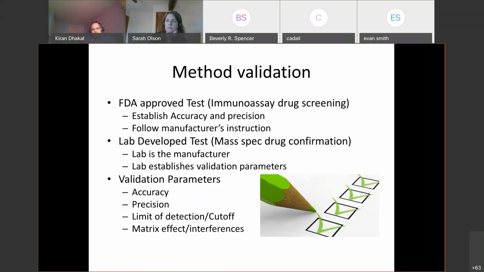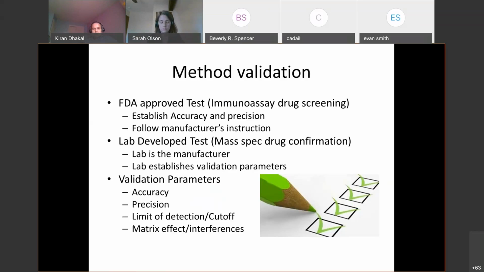For immunoassay drug screening, they are generally FDA approved tests. The commercial manufacturer does all this assay characterization, and the lab that purchases this assay from the vendor needs to exactly follow the manufacturer's instructions. If they want to deviate from anything in the FDA approved test, then they have to do their own lab validation.